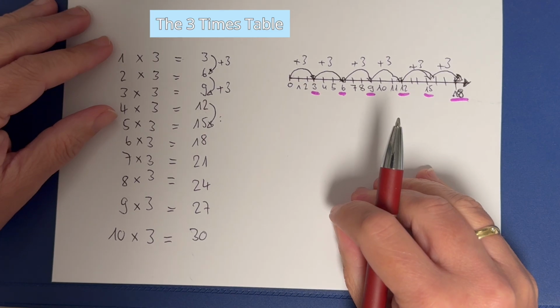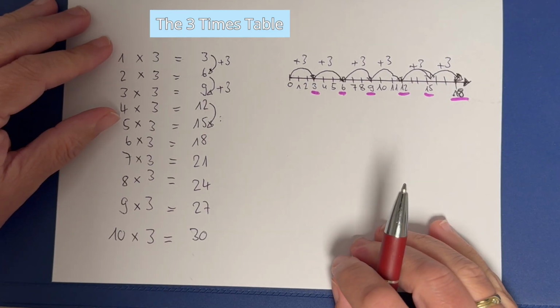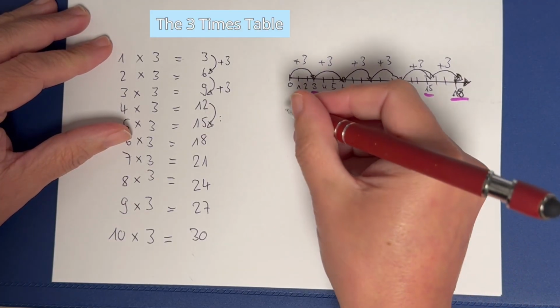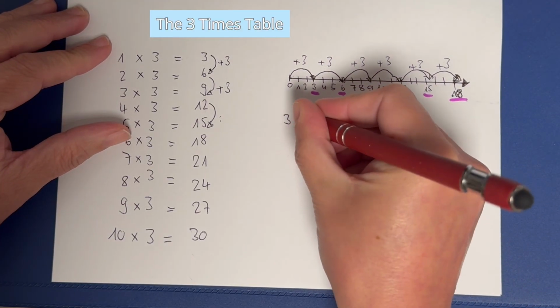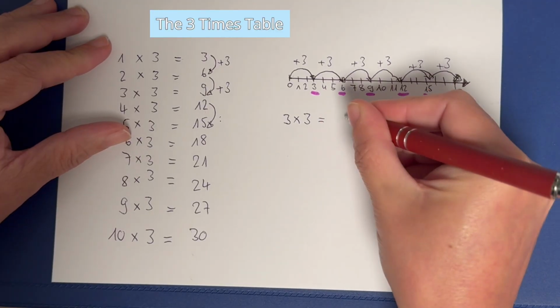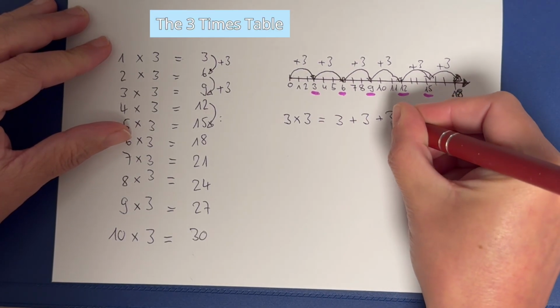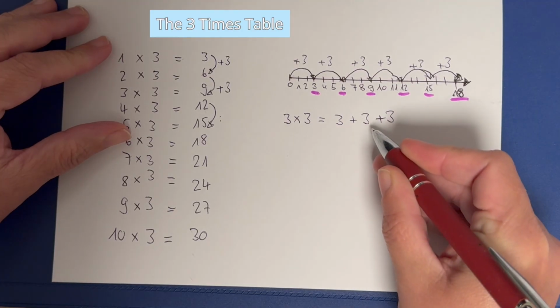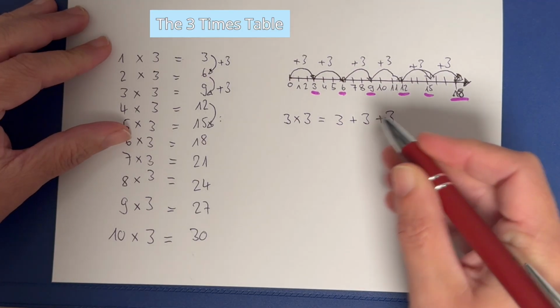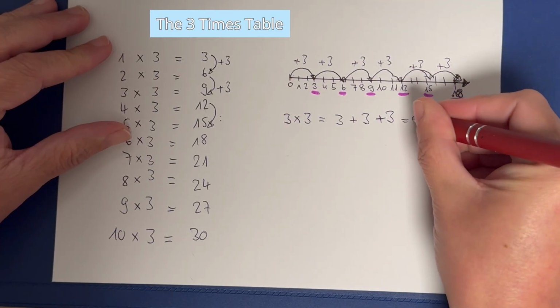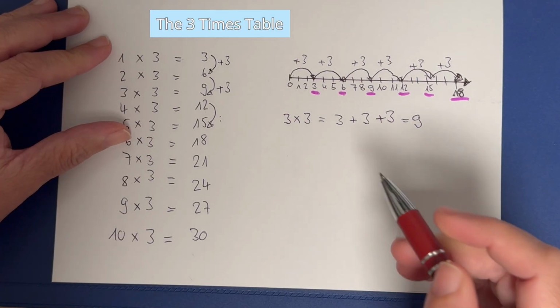Now let's show this with math. For example, let's look at 3 times 3. What does that mean? This means 3 plus 3 plus 3. And 3 plus 3 plus 3 is 9. That is the same 9 we saw in the 3 times table on the left.